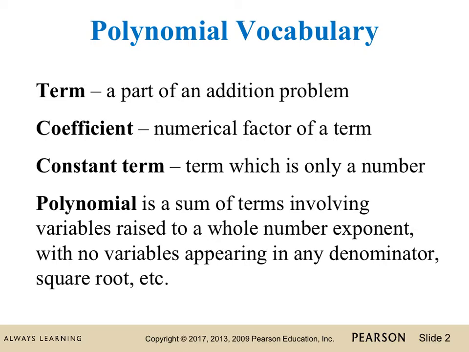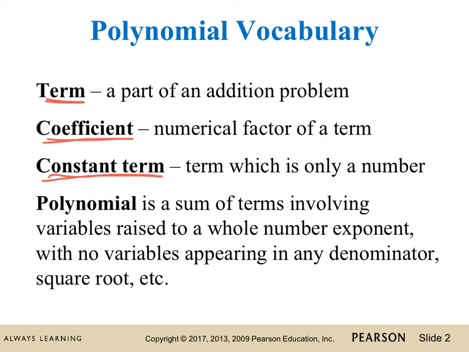In this section, we're going to be talking about polynomials. In particular, a lot of what we'll talk about is vocabulary. So our first vocabulary word is a term. A term is simply a part of an addition problem. Next, we have coefficient. The coefficient is the numerical factor of a term. We usually write that out front. A constant term is a term which is only a number, so it won't have any variables.